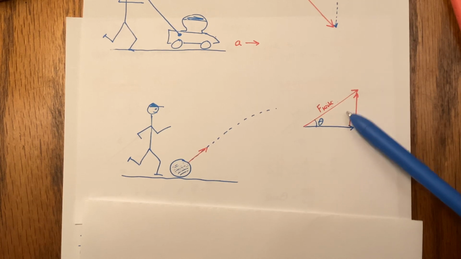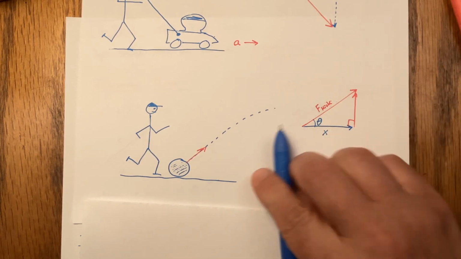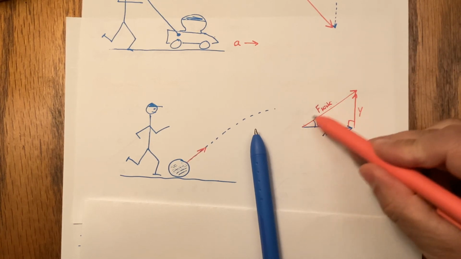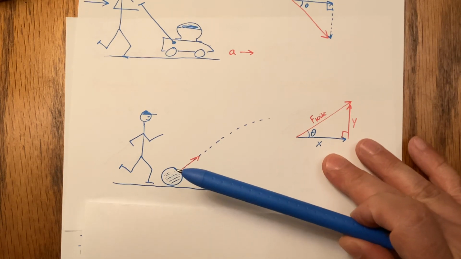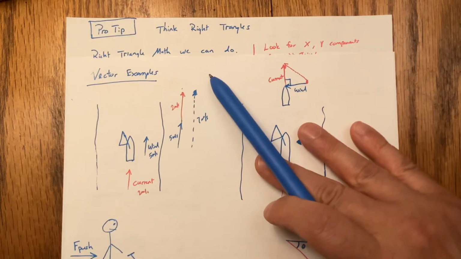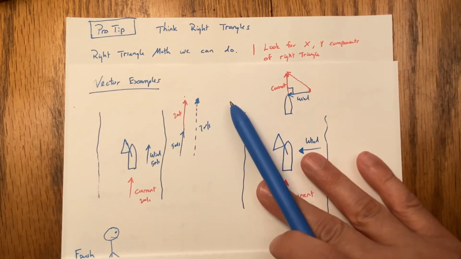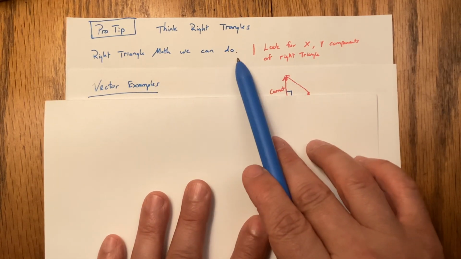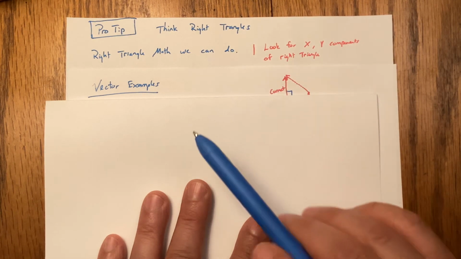So once again, we're going to think right triangles, and we're going to be able to find an x component, and we're going to be able to find a y component of this force. So that's what I'm going to take you through in this video, is how to break those things down into both x and y components, with the big idea that we always want to think about right triangles. And we're going to use a lot of the math that we already know how to do with right triangles, and looking for those x and y components of that right triangle.